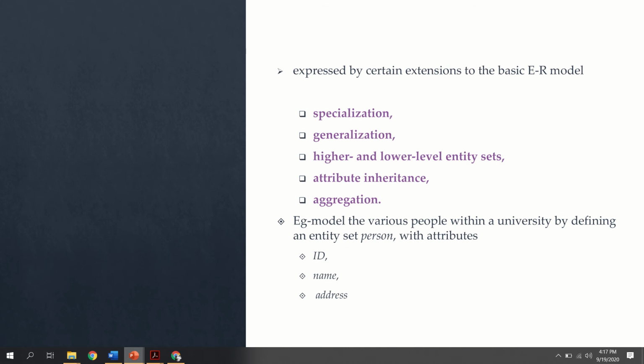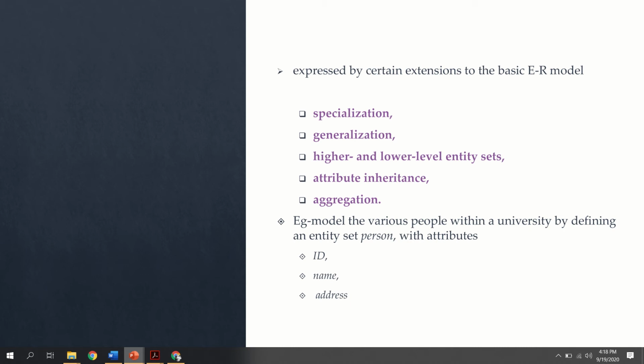Mainly we are going to study 5 different extended features. The first one is called specialization, the second one is generalization, then comes the higher and lower level entity set, then attribute inheritance and aggregation. If you want to study each of these concepts, the first point we are going to study is specialization.